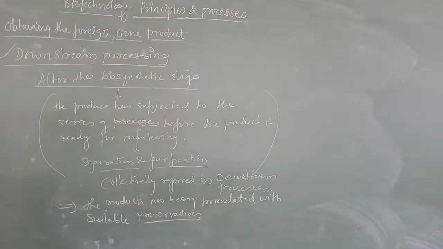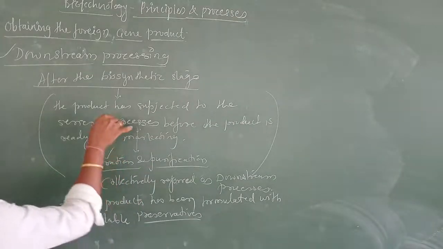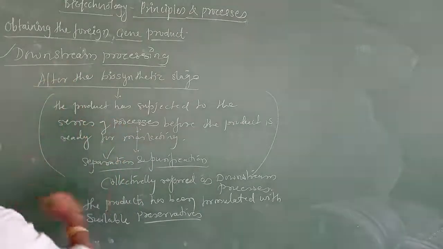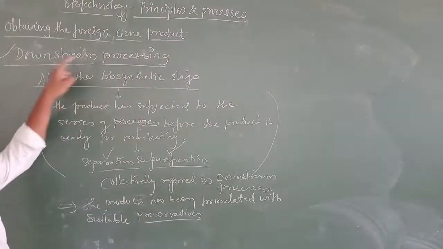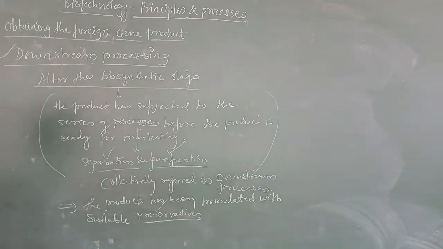First one is separation. It is one step in downstream processing. Purification is also a step in downstream processing. Another one is preservation, using the preservatives. Such a formulation then undergoes clinical trials in case of drugs.